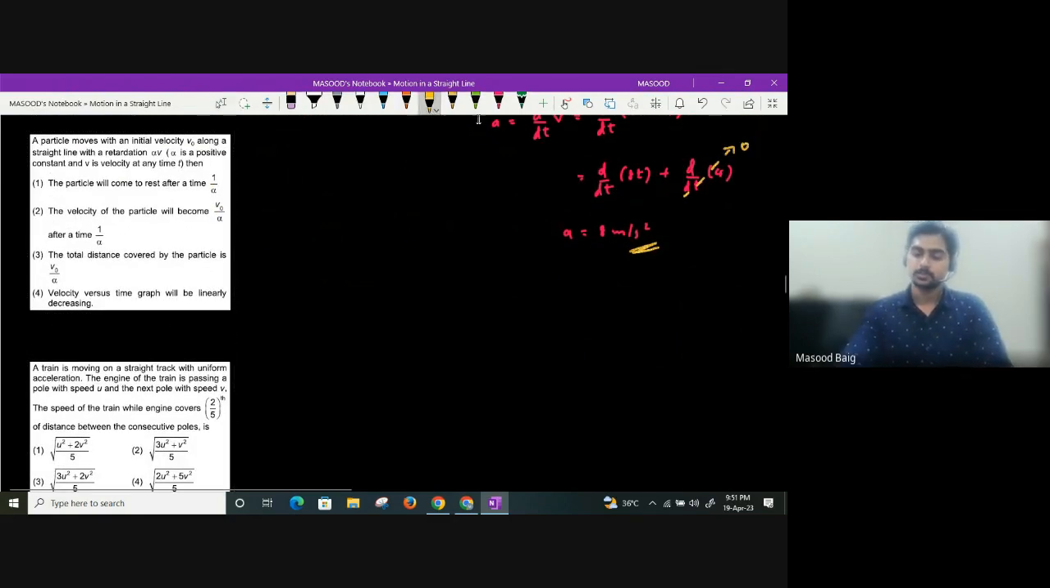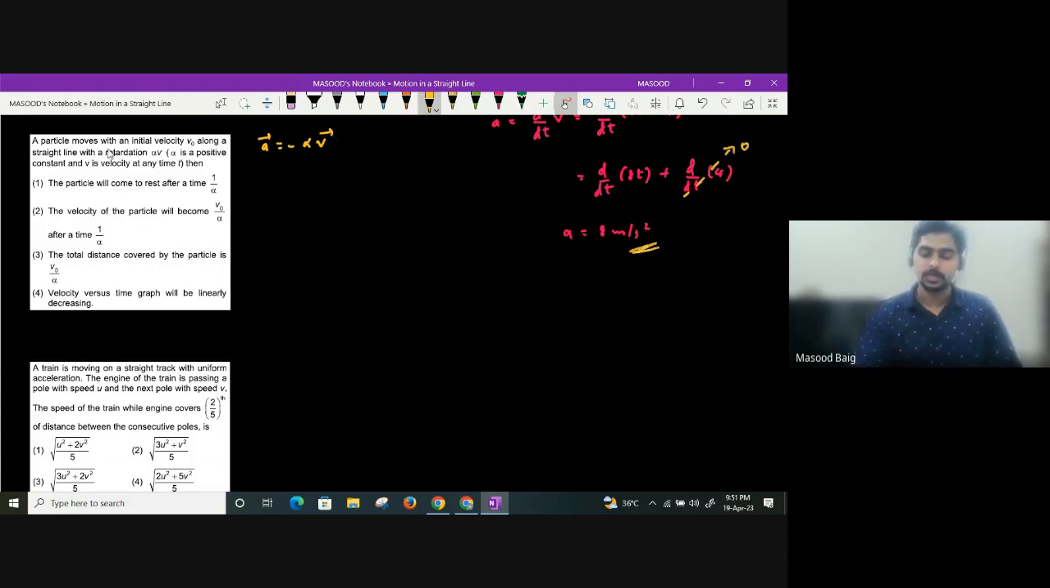Let's do the next question, guys. A particle moves with an initial velocity v naught along a straight line with retardation alpha v. Alpha is a positive constant, v is the velocity at any instant. So what can we write here? The acceleration vector will be minus alpha into the velocity vector, can I write? Yes or no? They are asking after what time the particle is going to come to rest, or after how much distance.